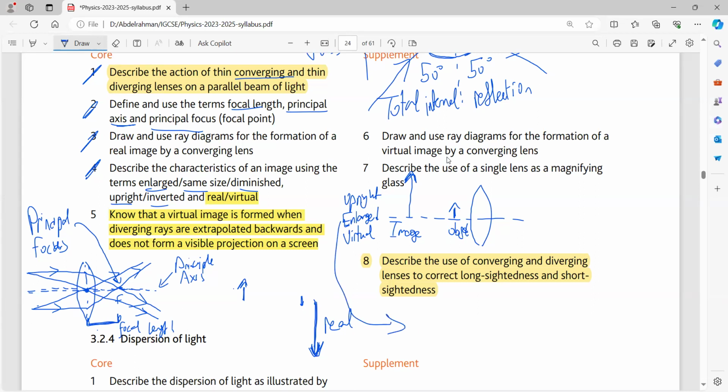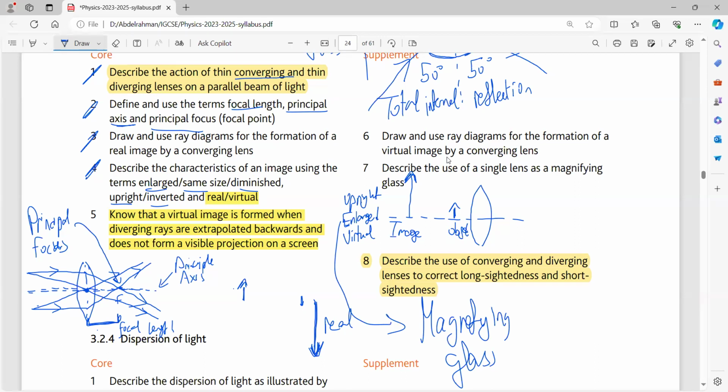This is when we use what? A magnifying glass. You didn't even find any questions regarding the magnifying glass in your classified questions, okay? But again, what is a magnifying glass? It's a lens which produces what? It produces a virtual image.